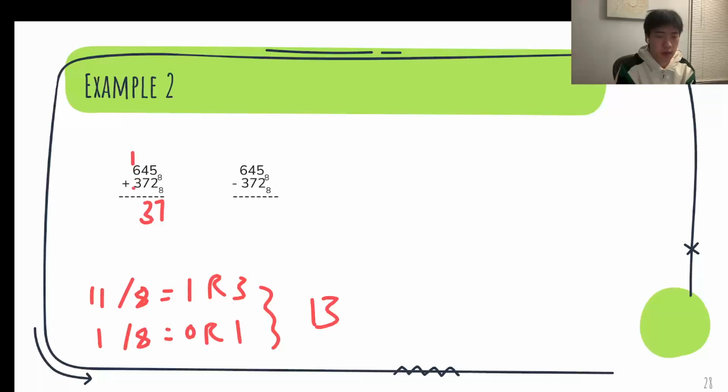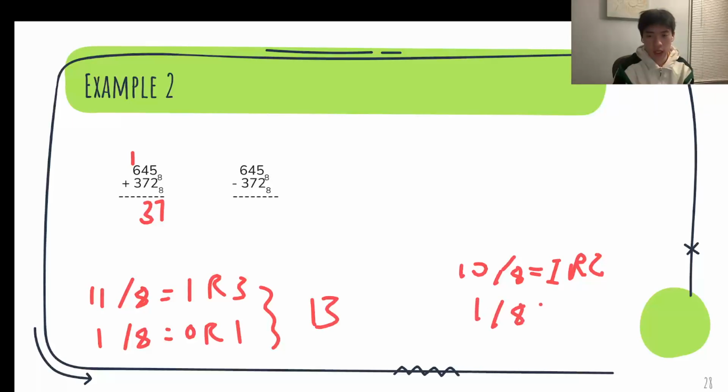1 plus 6 plus 3 is equal to 10. But that's, so 10 in base 10 divided by 8 is equal to 1 remainder 2. 1 divided by 8 is equal to 0 remainder 1. So we actually get 1, 2. So we have 2 and 1 here. And so our answer is 1, 2, 3, 7.